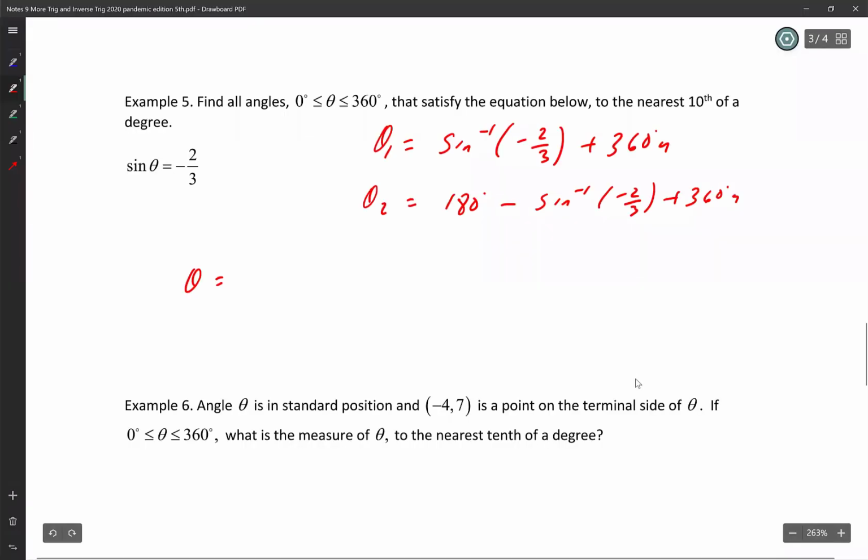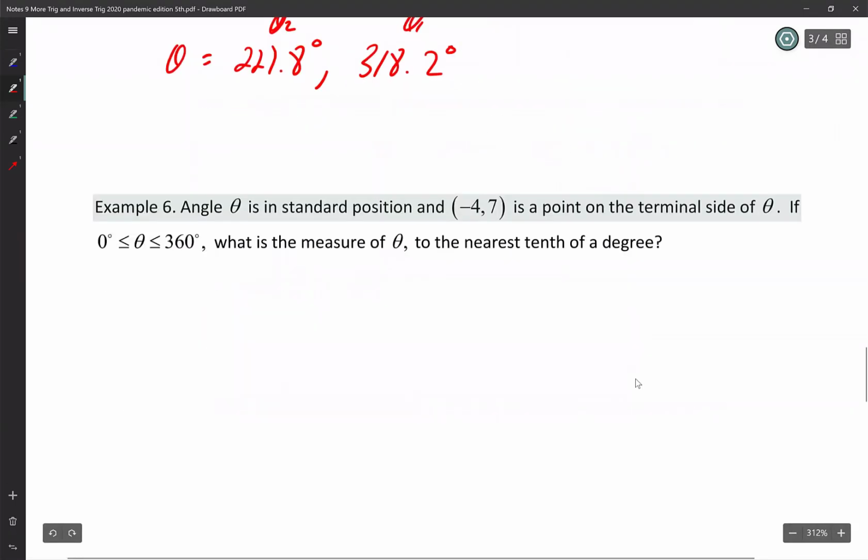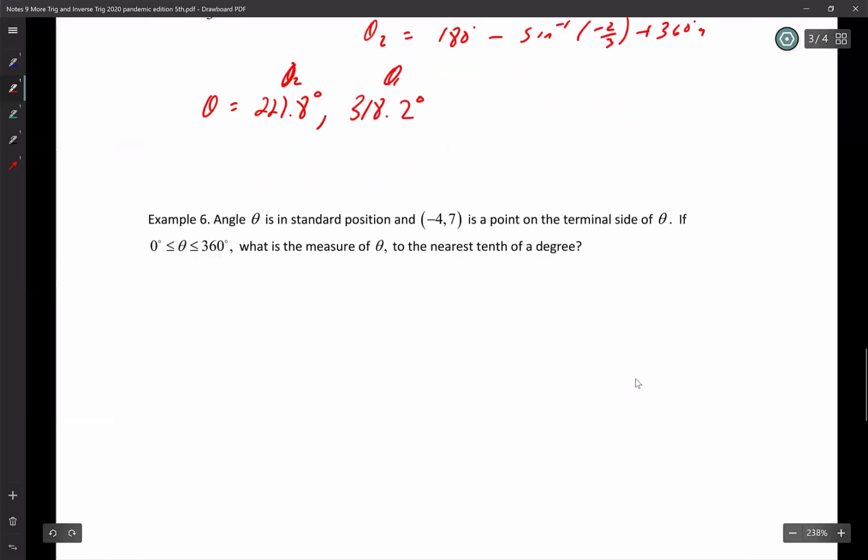Okay, give me both angles. Give me the smaller one first. Where was it? 221.8. And then the other one was 318.2. Put degree symbols. This one came from theta 2. This one came from theta 1, adding 360 to it. And they're both correct because sine is negative in quadrant 3 and quadrant 4. Yes, you can find the reference angle. You don't have to go that route if you don't want to. All right, here we go.